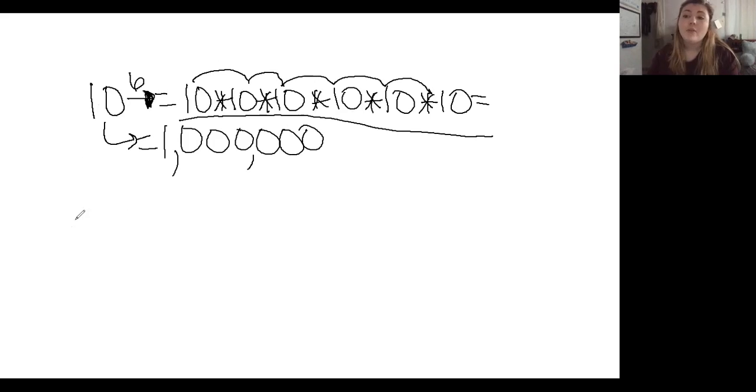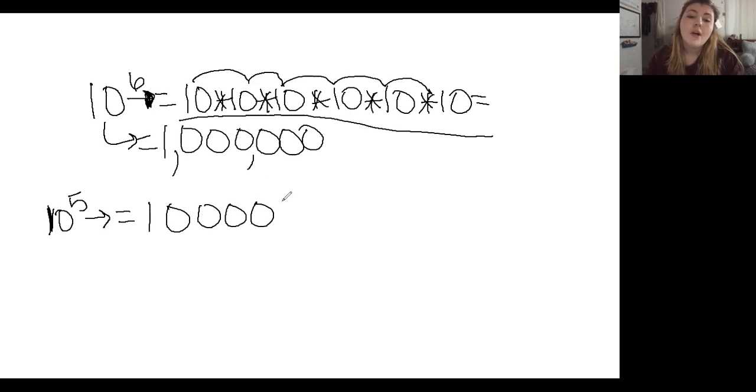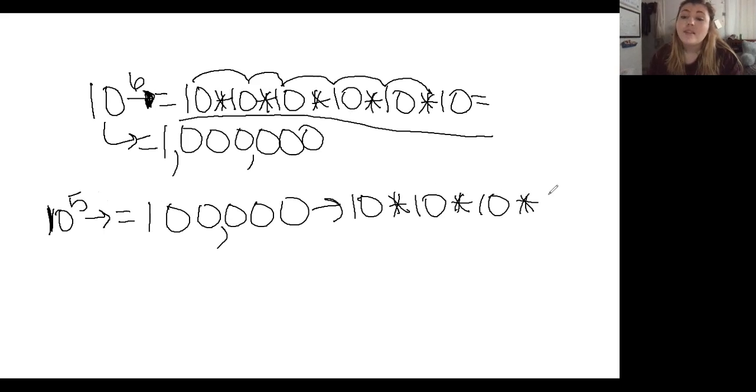So let's say we need to multiply, let's do 10 to the 5th power. Well, instead of writing out 10 times 10 times 10 times 10 times 10, why don't we just put a 1 and put 5 zeros? 3, 4, 5. And then we put our comma. 10 to the 5th power is 100,000. And it's the same thing as if you wrote 10 times 10 times 10 times 10 times 10. This is the same thing as this.